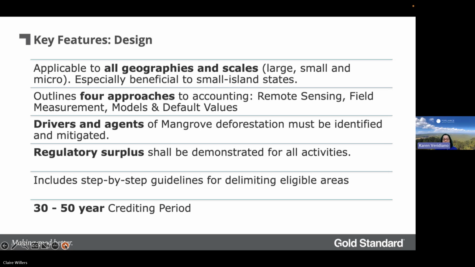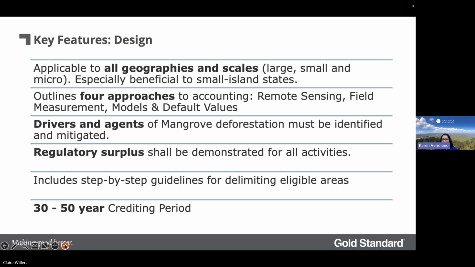Another thing that is rather unique or different is that within the methodology, our project developers are required to identify the different drivers and agents of mangrove deforestation. This is, again, another layer of due diligence that we wanted to incorporate, and to also ensure that there's permanence and credibility when it comes to the different mitigation activities that the project developers, project owners are doing and the eligible areas that they are implementing the project.